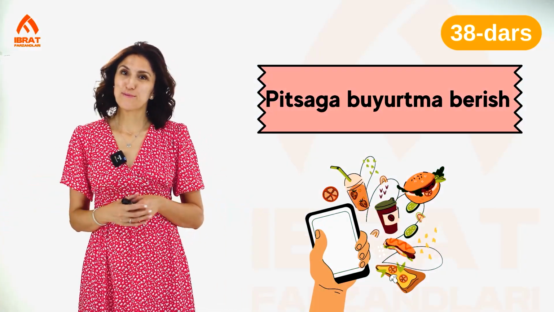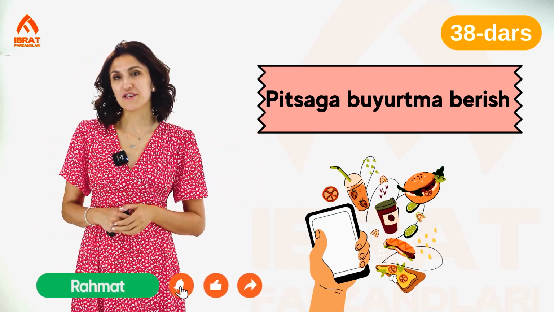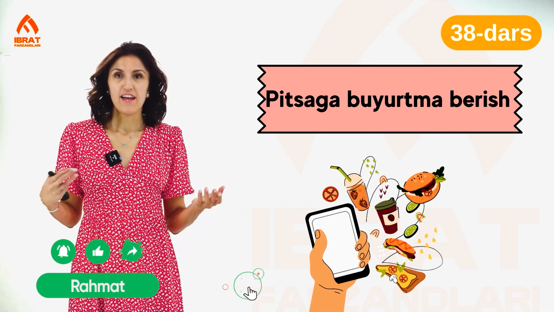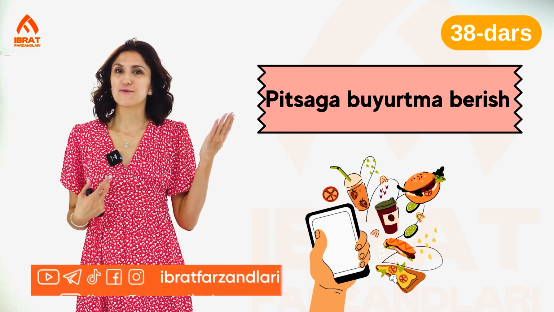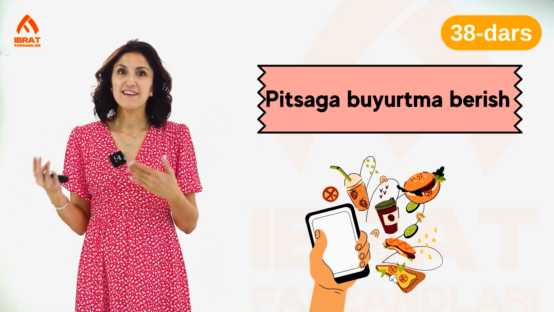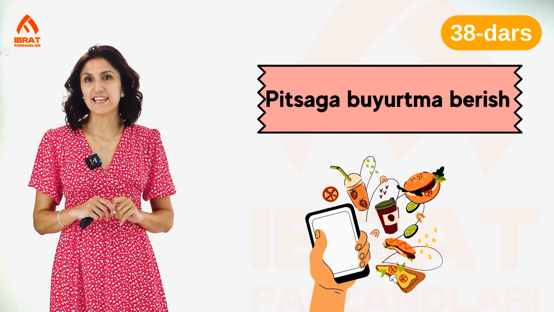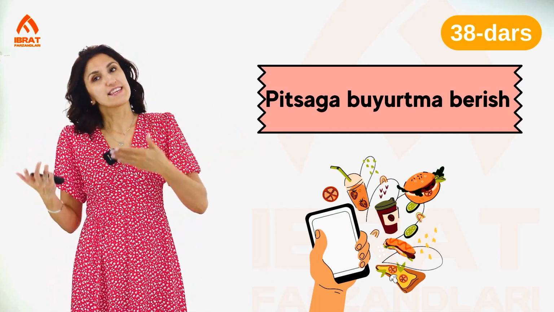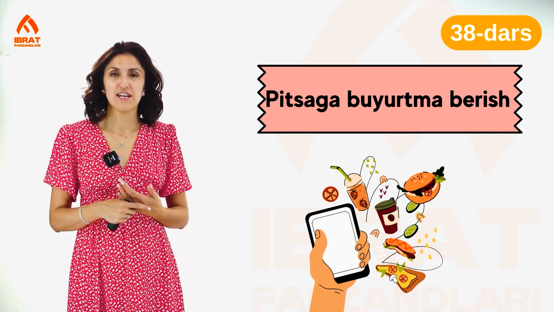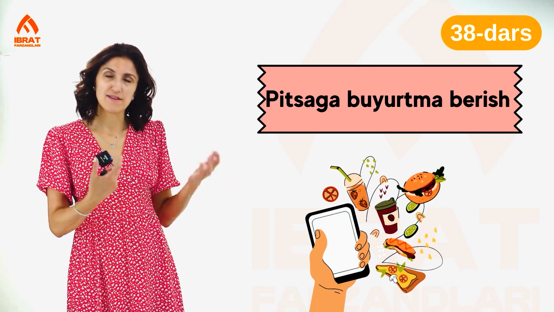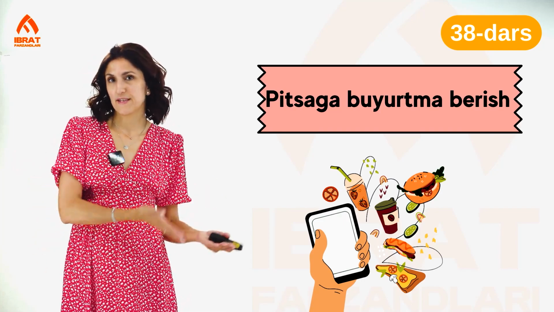So in this video, we will learn how to make an order to a pizza. Pizzaga buyurtma berish. Buyurtma is an order. It's usually also said as zakaz, like in Russian, but actually there's the Uzbek word buyurtma. The only moment that we have to remember is the ga ending. Pizza ga, right? Pizza ga buyurtma berish. Somsa ga buyurtma berish. Shashlik ga buyurtma berish. So don't forget to add ga and then use this phrase buyurtma berish to make an order for something.